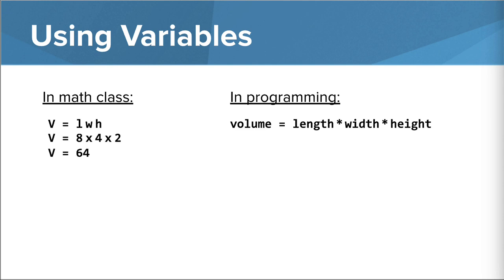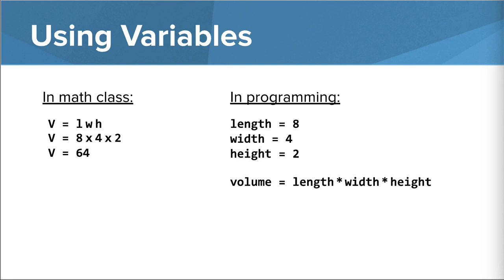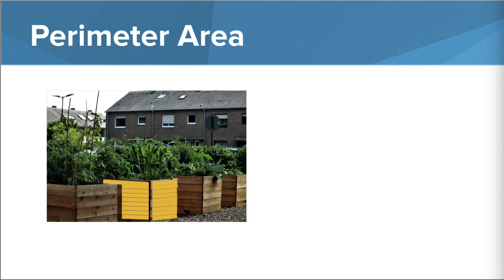The only difference may be when we actually calculate the result. In math class, we substitute the values and solve. In programming, values are assigned elsewhere in the program, and the calculation is still done with variables. This makes it easy to change the values of the variables, and then we have the calculations automatically update. Let's hop over to the live editor to show you another example.